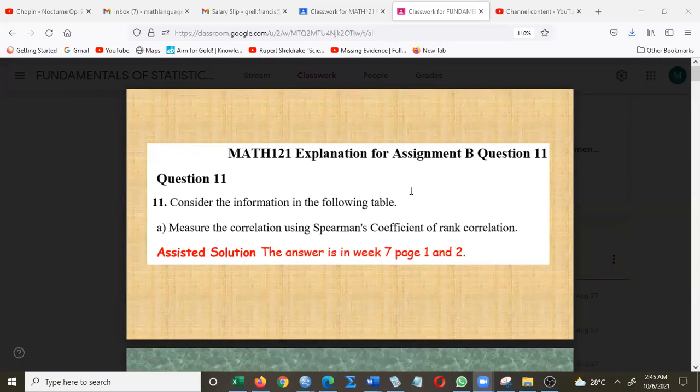Yes, so here we're going to discuss number 11, part E, because we have completed number 10 via discussion, and moving on to number 11, part E. Number 11 now is a question related to correlation between two variables.